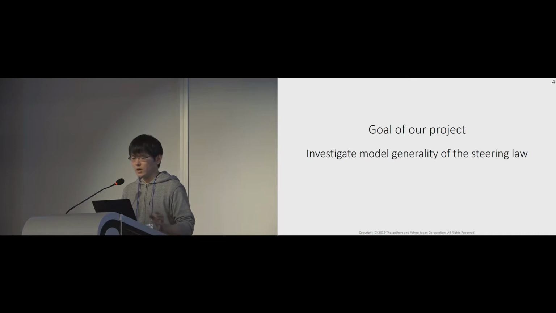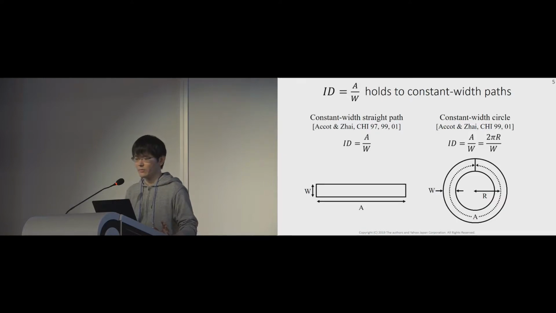So, in our project, the long-term goal is to investigate the model generality of the steering law. For example, this ID formula A over W holds to constant width paths, including straight and circular paths. And for circular path, the movement distance A is 2 pi r, where r is the radius of this circle. And these are the simplest model formulations of the steering law.